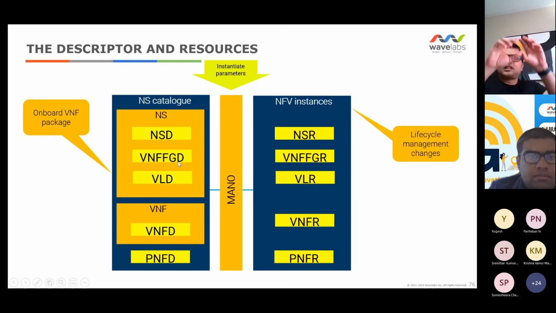Then the whole service, not only the core, RAN and everything, the network service, is done by the NSD. So it's different templates for you to build the low level, next level, and next level. That is how it is actually done. It's called the network service catalog.